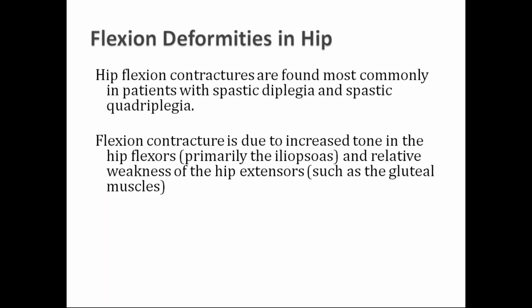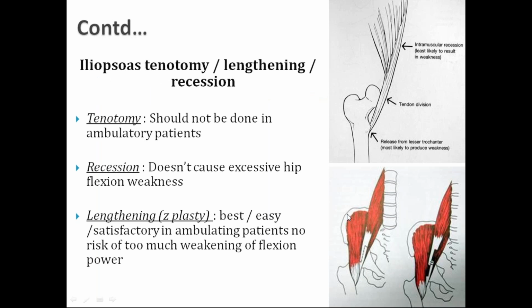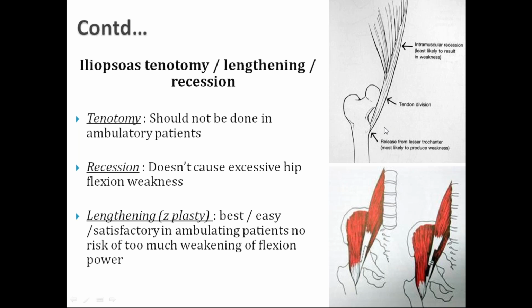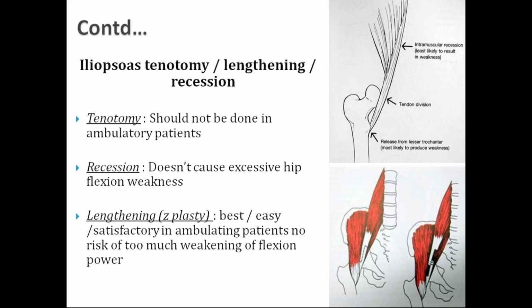So flexion deformity is the main problem, and it lies in the iliopsoas. So what we'll do, we'll lengthen the iliopsoas. Okay, so this is known as iliopsoas recession. Or we'll do iliopsoas tenotomy, or else we'll do Z-plasty. See, we are cutting the iliopsoas contracture. We'll cut the iliopsoas and we'll suture like this. This is known as Z-plasty. Or else we can do tenotomy, or else we can do recession. Recession means we'll cut partially and we'll stretch it. Okay, so this is for flexion contractures: tenotomy, recession, or Z-plasty.